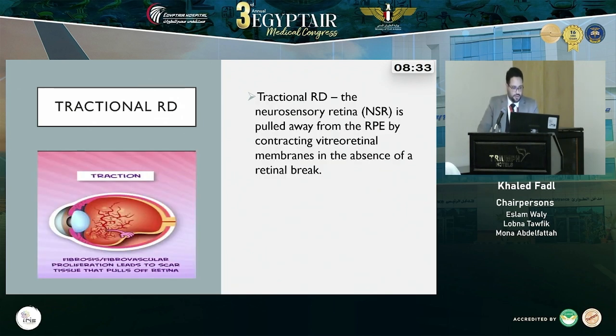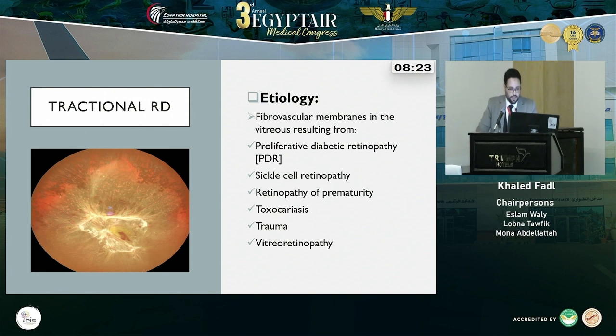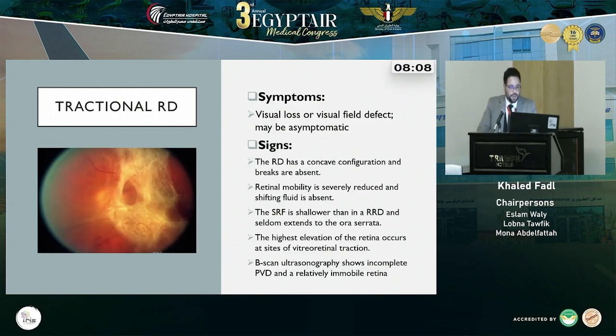The second type is tractional, where the neurosensory retina is pulled away from the RPE by contracting vitreoretinal membranes in the absence of a retinal break. The causes are mainly fibrovascular membranes in the vitreous resulting from proliferative diabetic retinopathy, sickle cell retinopathy, retinopathy of prematurity, toxocariasis, trauma, or vitreoretinopathy. In the symptoms, we have visual loss or visual field defect, and sometimes it may be asymptomatic.